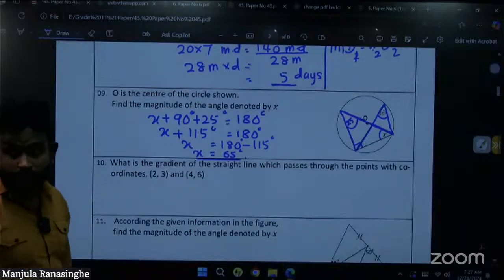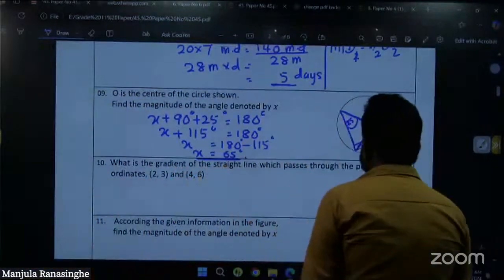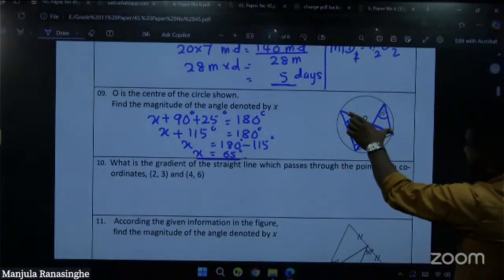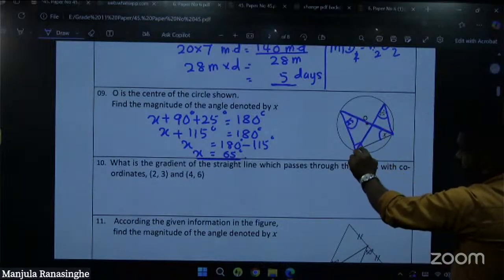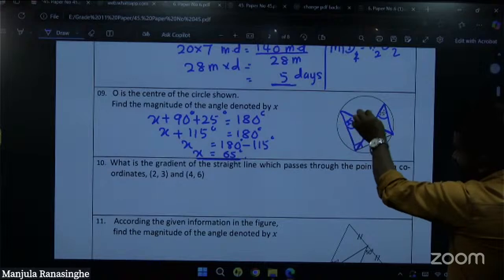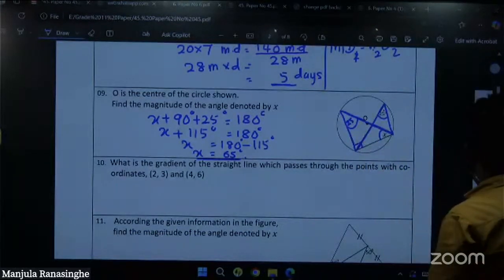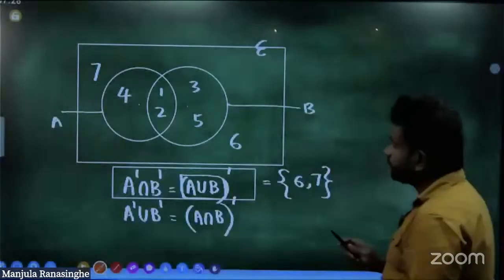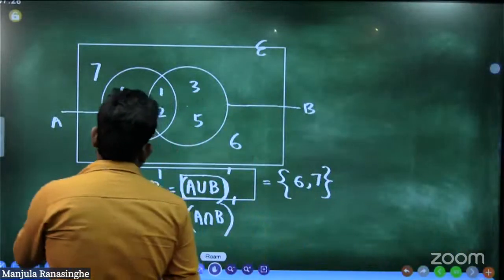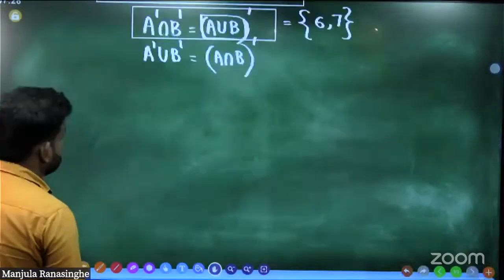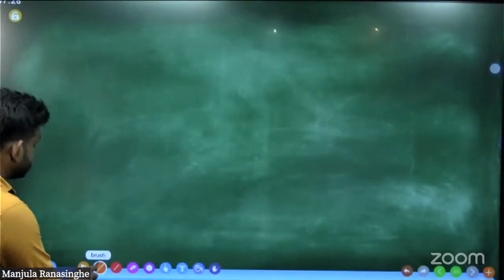Any questions? Right. But we apply the theorem. From the diameter, the subtended angle on the sector is 90 as well as same sector angle equal. Then add up all these angles to 180 degrees. Right. Now check the next question regarding the graph.